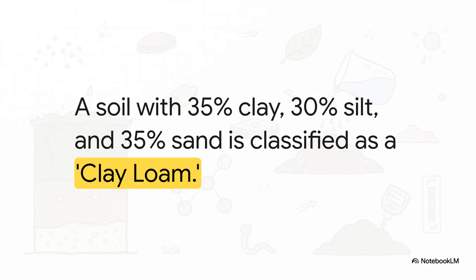Let's do a quick example. Let's say your lab test comes back and you've got 35% clay, 30% silt, and 35% sand. Okay, so you find 35 on the percent clay side and you just trace a line straight across. Then you find 30 on the percent silt side and trace that line diagonally down. Then you do the same for 35% sand. And boom, you'll see all three lines cross right in the middle of the section labeled clay loam.